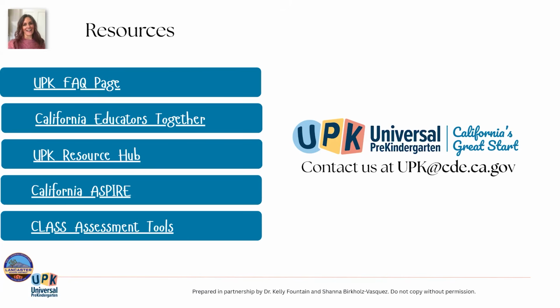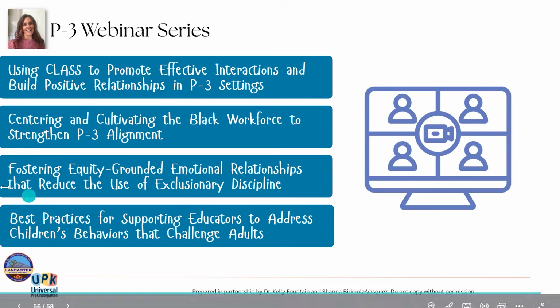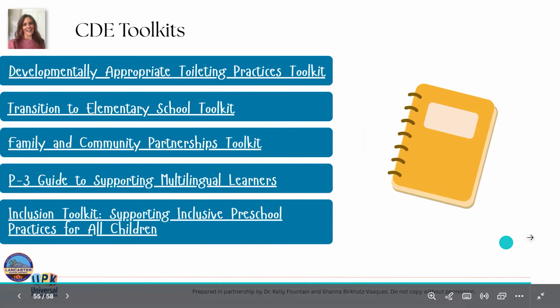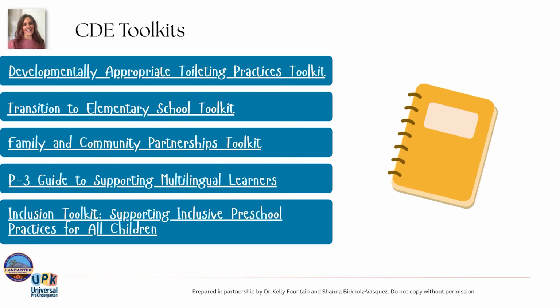Also, if you go to the next slide, our toolkits have all come out because of a need that we've heard from those that are in programs. We have a transition to elementary school toolkit that is intended to support policies and strategies that bridge early learning and care to the TK through 12th grade system. So that's really looking at that transition. Developmentally appropriate toileting practices toolkit. If you've been in this space for a while, you know that was a really hot topic a couple years ago. So we created a toolkit.